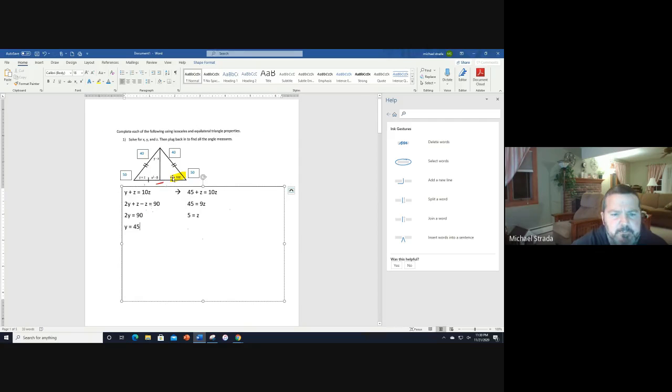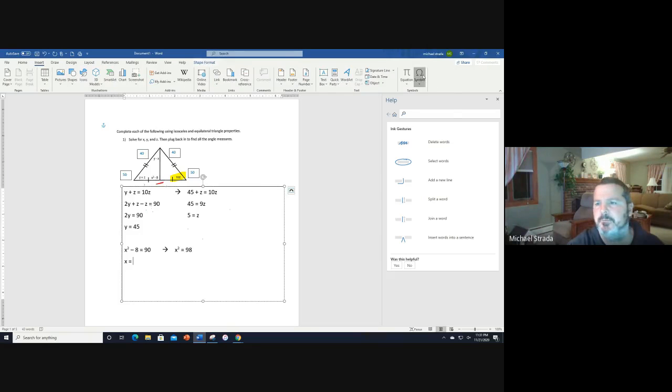Now the last part of this involves down here, the quadratic. X squared minus 8. And hopefully all of you identify that that's equal to 90 degrees. It's got to be perpendicular. So I'm going to add 8. X squared equals 98. And then x equals plus or minus the square root of 98. Hopefully we're going to work on this because we're beginning the Pythagorean theorem soon.